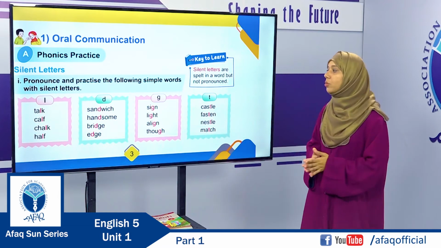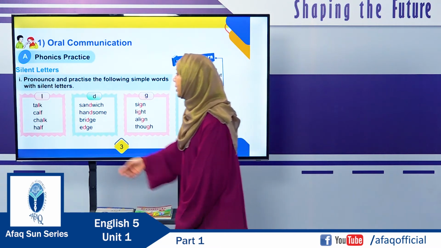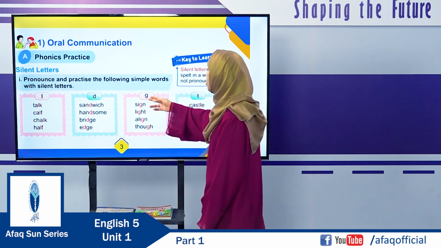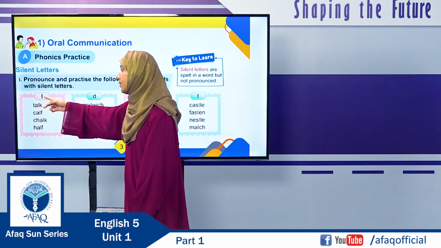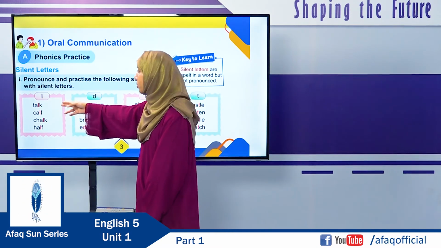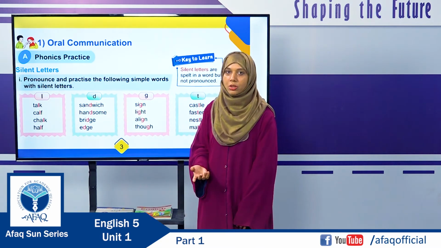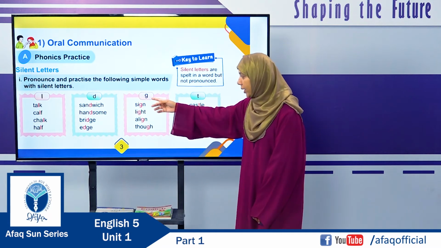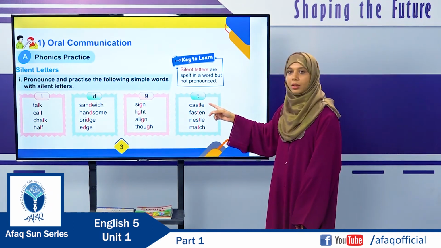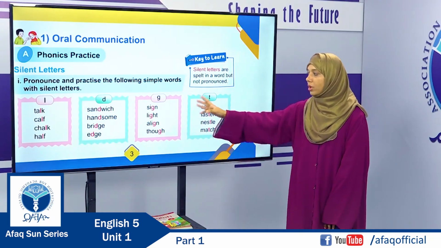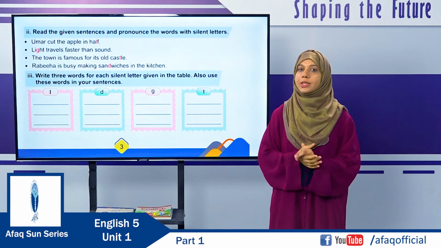Now I want you to read more words with silent letters on page number 3. Silent letters can be L, D, G and T. For example, in talk, L is a silent letter, talk. In the same way, D is a silent letter in sandwich. In the same way, G is silent in sign and T is silent in castle. I want you to read all these words and then come back. In the previous activity, we read isolated words with silent letters.